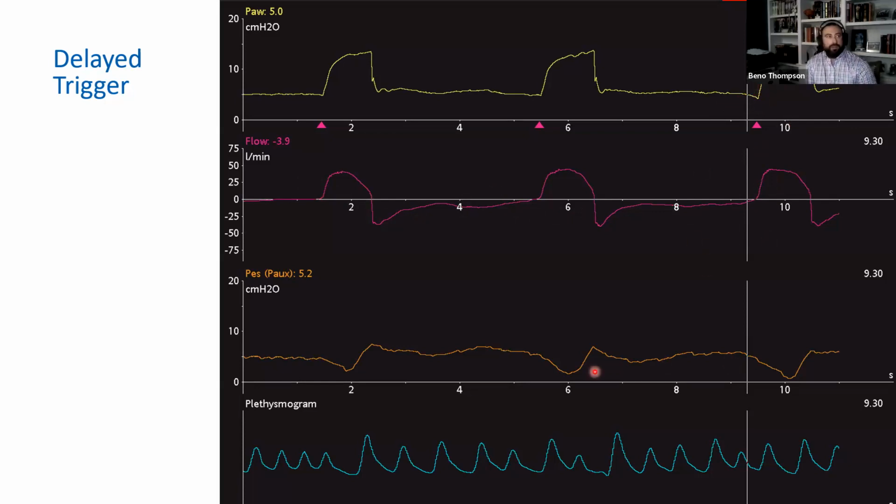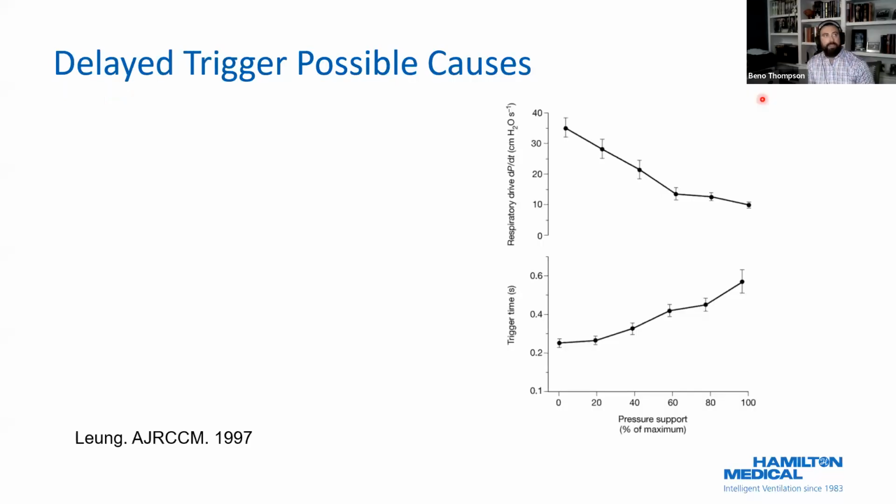Now, we've included the esophageal waveform here. And if you're unfamiliar with esophageal manometry, it's a whole other hour-long lecture. But for the purposes of this lecture, all you need to know is that esophageal manometry measures pleural pressure, right? So these dips that you see in the pleural pressure are patient effort. It's the diaphragm contracting, creating negative pressure in the thorax. So if you notice, the patient's effort starts where this line is, but the ventilator doesn't actually start delivering support until way over here, right? So what causes this? All right.